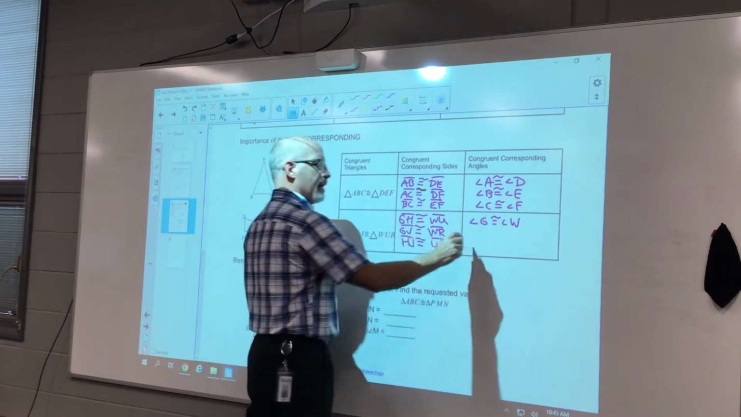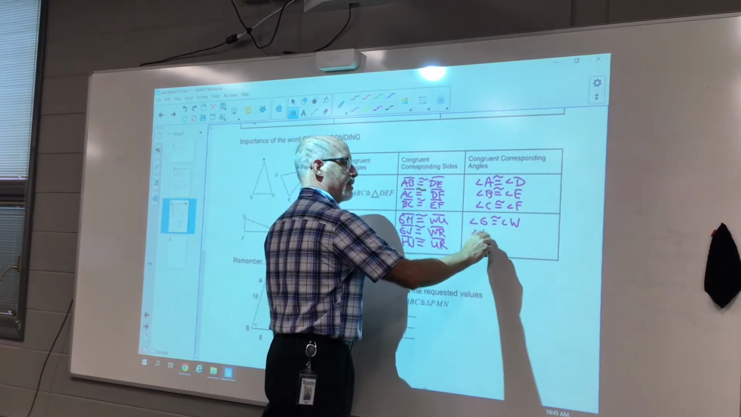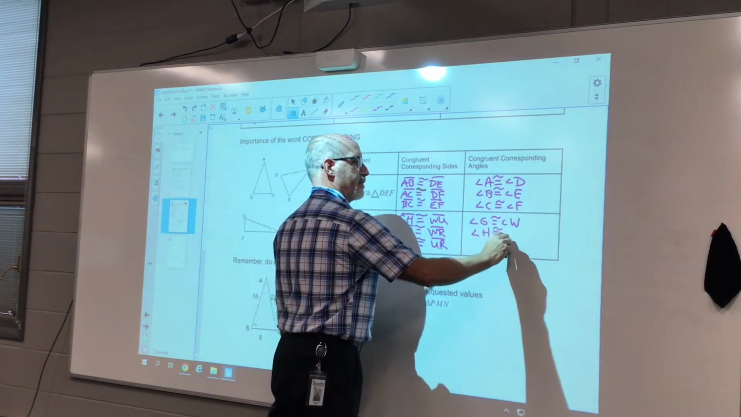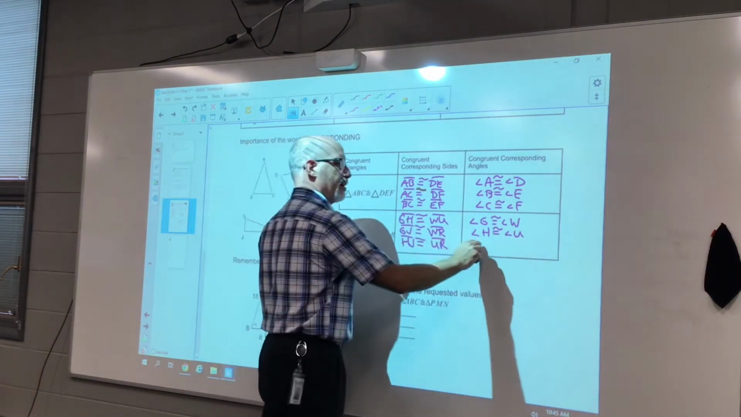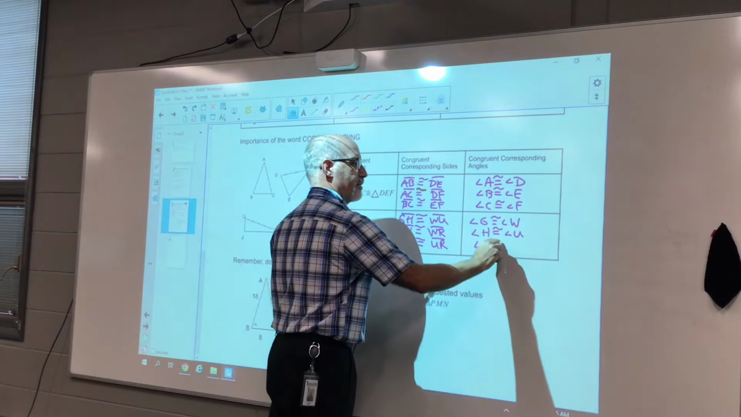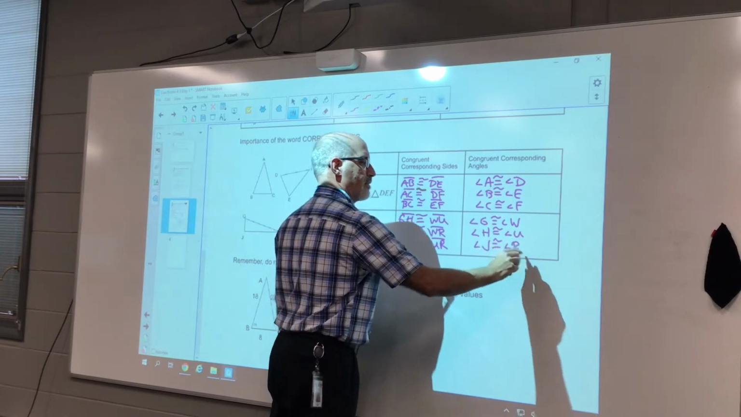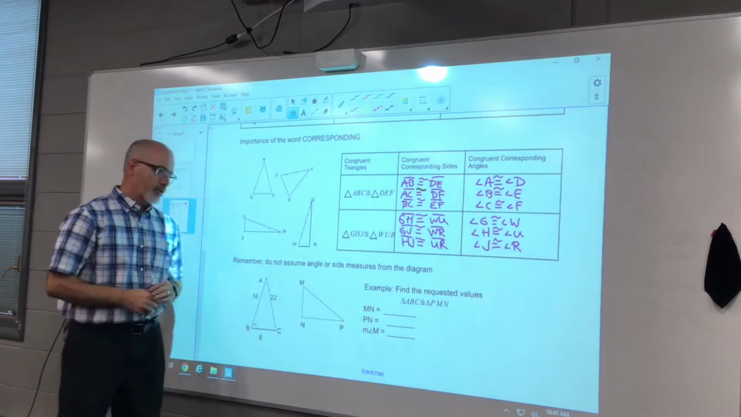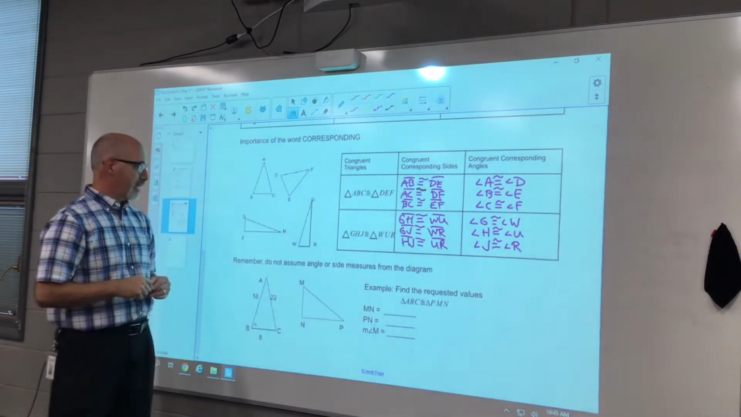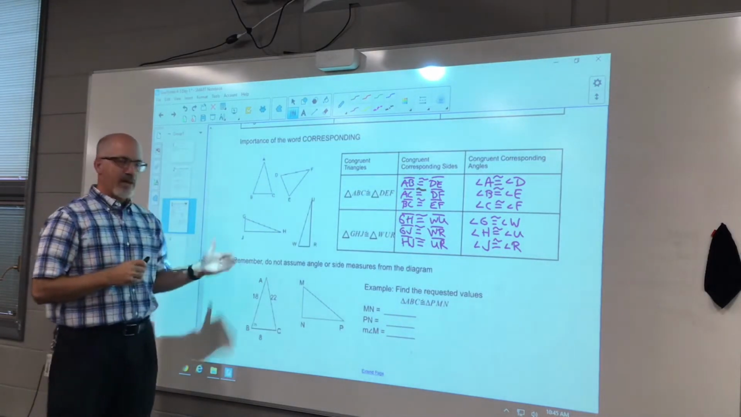Angle H with the angle U. And then angle J with angle R. It's really important that we have those corresponding pieces together. All right, now here we've got some measurements.